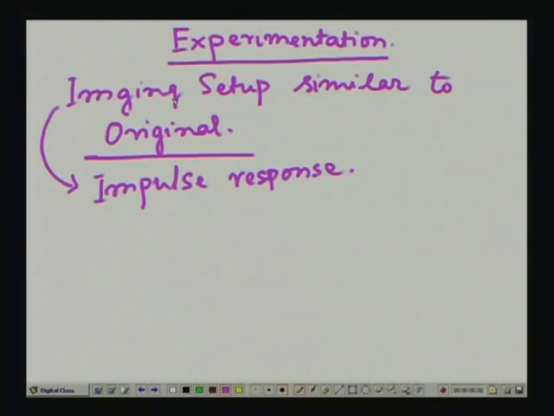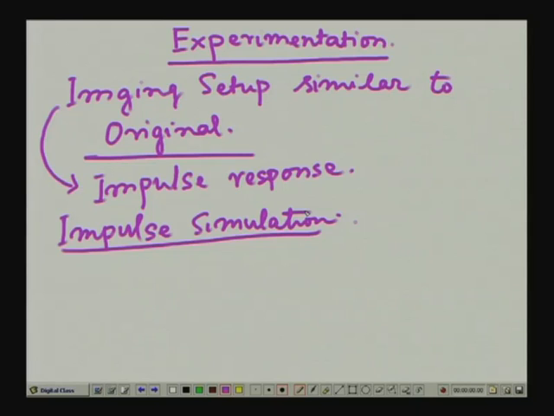So, the first operation that we have to do is to simulate an impulse. So, first requirement is impulse simulation. Now, how do you simulate an impulse? An impulse can be simulated by a very bright spot of light, and because our imaging setup is a camera, we will have a bright spot as small as possible of light falling on the camera. If it is very small, then it is equivalent to an impulse. And using this bright spot of light as an input, whatever image that we get is the response to that bright spot of light, which in our case is an impulse.